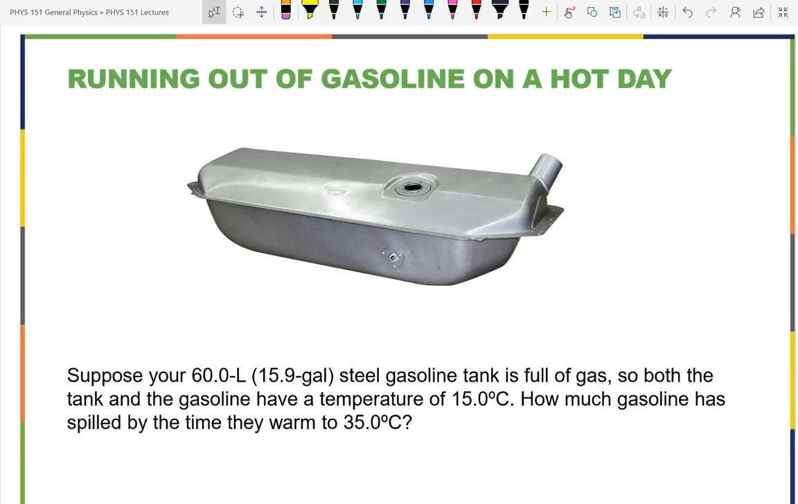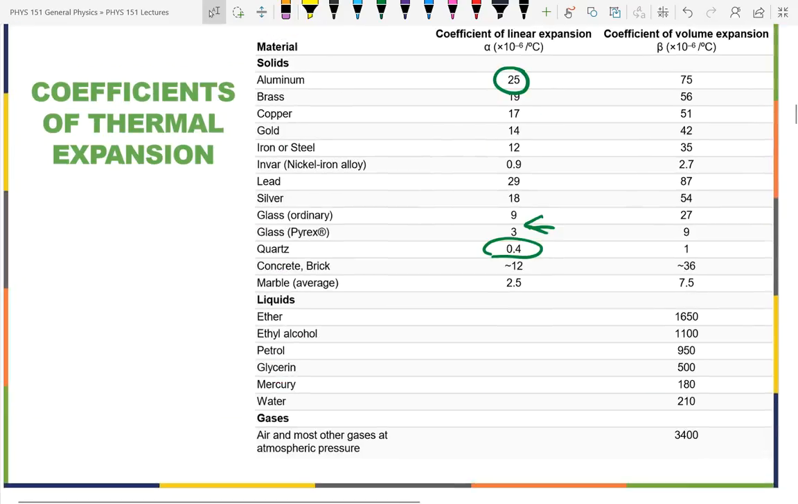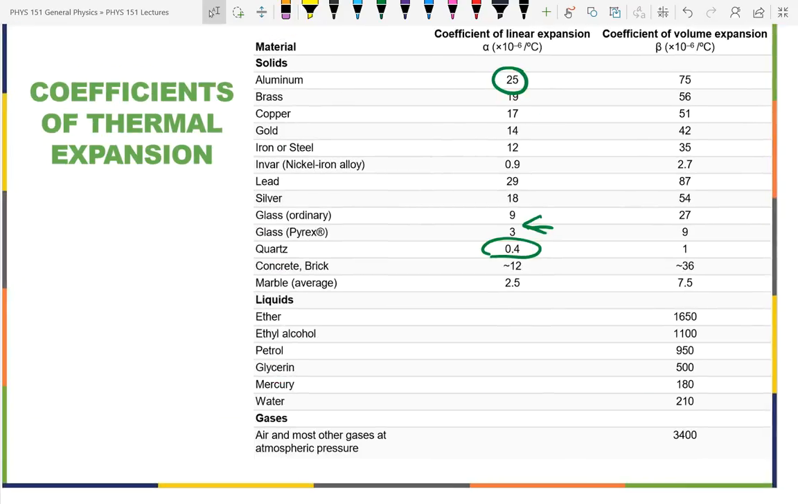Okay, it expands. Okay, both the gas and the steel expand. To answer this correctly, you have to calculate how much the steel expands, how much the gasoline expands, and then the difference in those two will be how much spills. And so you have to go up to the coefficients of expansion.